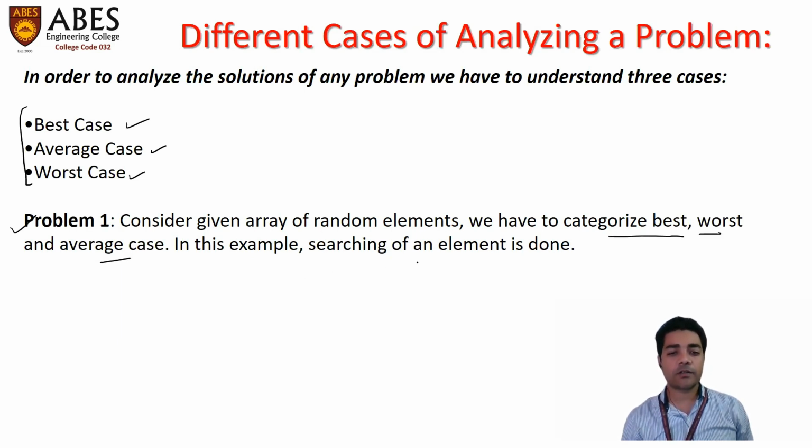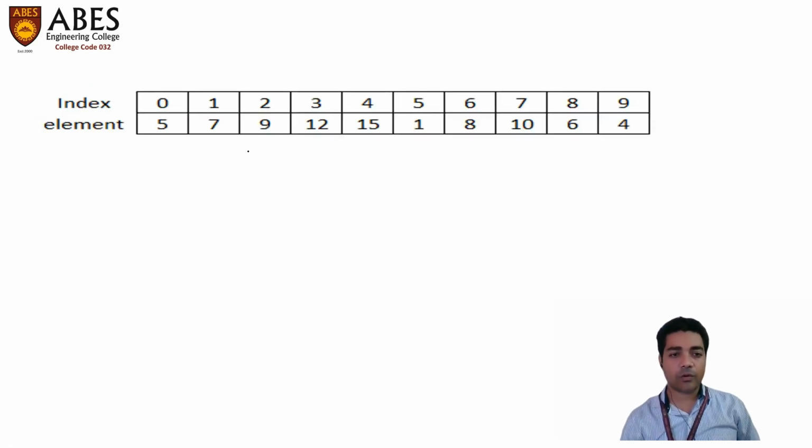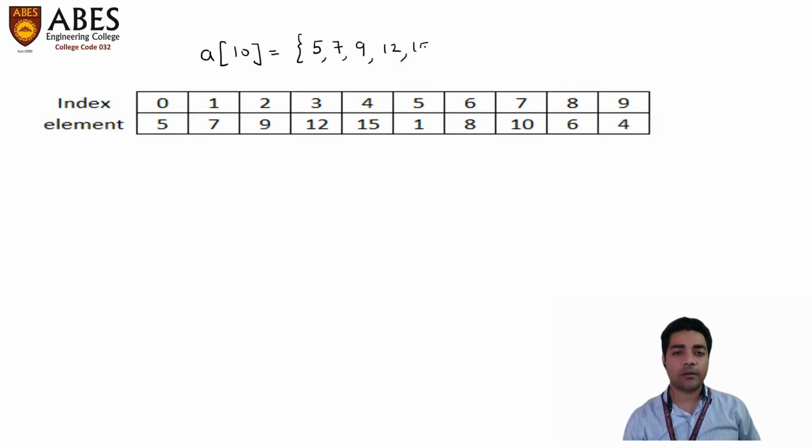In this example, searching for an element is done. So we have been given an array like this. Let's say we have taken 10 elements, and it is just an array like what we are used to seeing. I'm just writing that down. We are used to seeing elements like this. Let me quickly write it down.